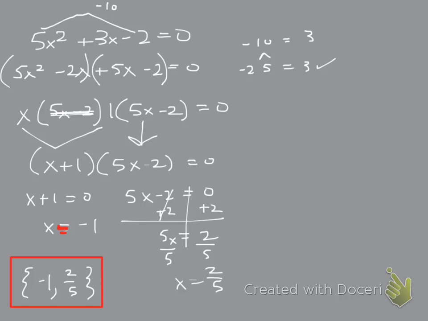Okay, moving on. Now we have 75r squared minus 48 equals 0.